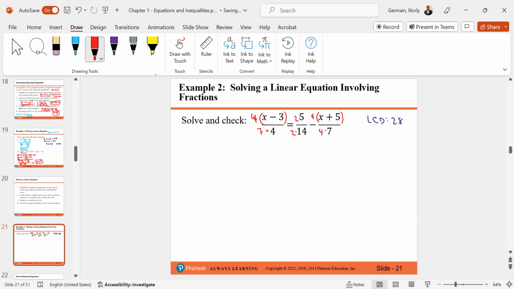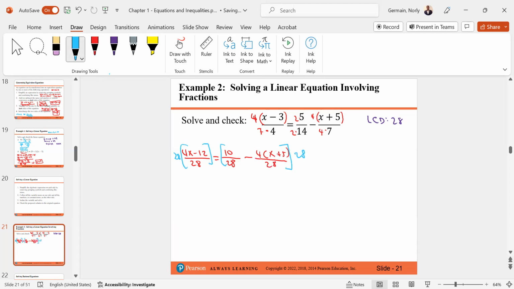Okay, look at this, what happened. You end up having 4x minus 12 over 28 equals 2 times 5, which is 10, over 28, minus 4 times x plus 5. Remember the negative outside, so I'm going to keep the parentheses over 28. Now, when you have the same denominator on both sides, you can multiply both sides by 28 and get rid of the denominator.